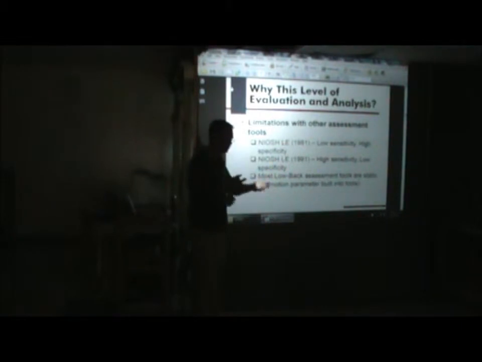Which obviously, as you guys know, force equals what? Mass times acceleration. So if you're looking at a static model, and we're not including motion, that's half of the darn equation, right? So this is really one of the only dynamic risk models for low back.